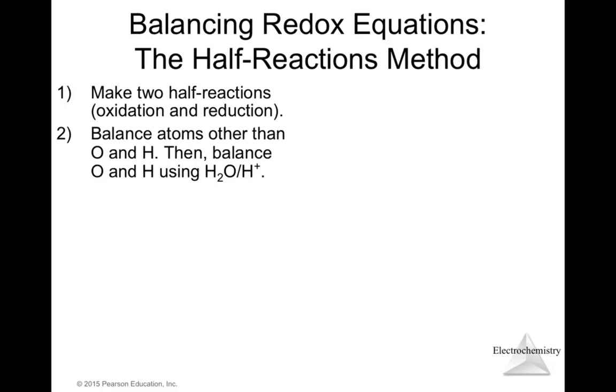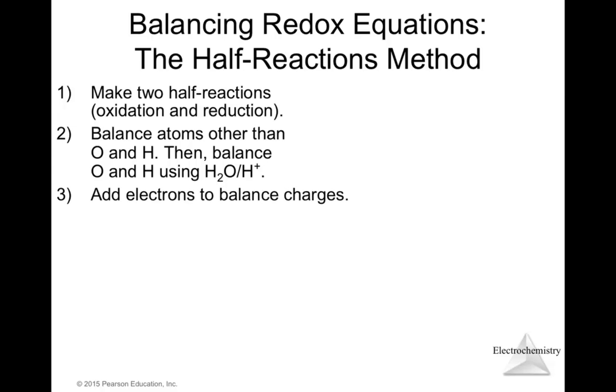Then we balance atoms other than oxygen and hydrogen. So we first balance the other elements different from oxygen and hydrogen, and then we balance oxygen and hydrogen by using water and protons. That's the way we're going to balance oxygen and hydrogen, and in that order: other atoms different from oxygen and hydrogen, oxygen, and then hydrogen.